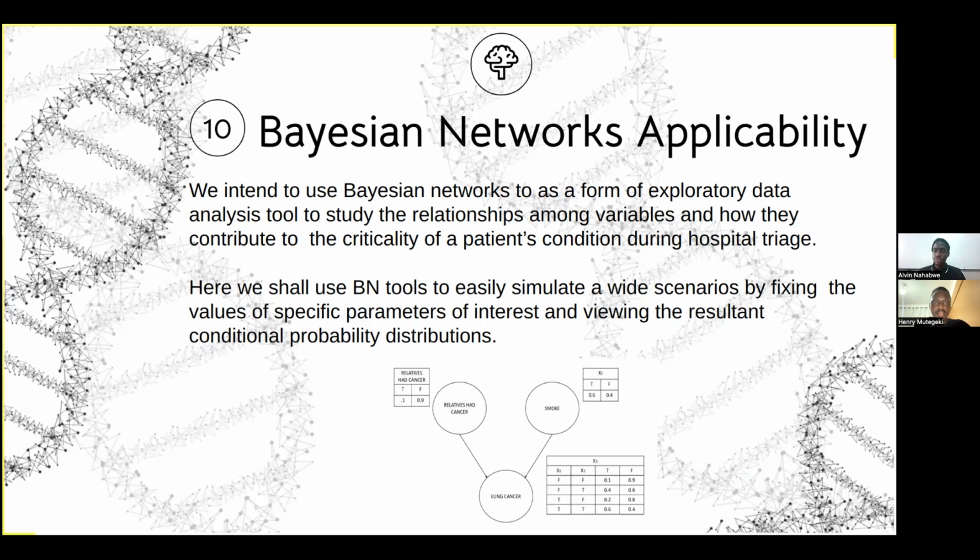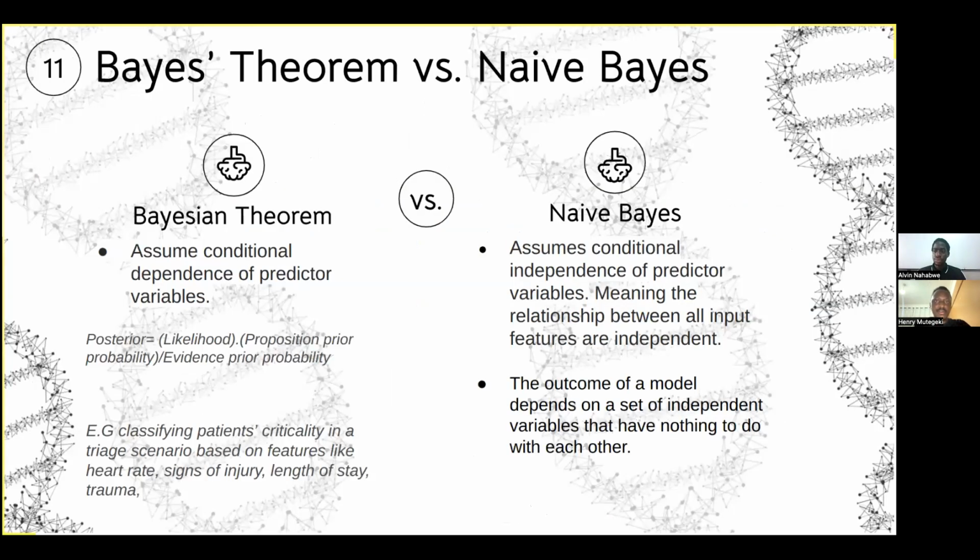Yeah, so the next part will be comparing the different algorithms, the different concepts. So we'll start with the Bayesian theorem versus the naive Bayes. And the biggest difference, as the previous speaker noted, was one, with the Bayesian theorem, we assume conditional dependency of the predictor variables, whereas the naive Bayes assumes conditional independence of the predictor variables.